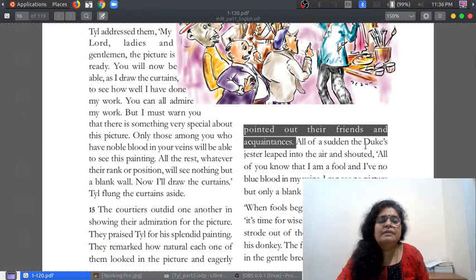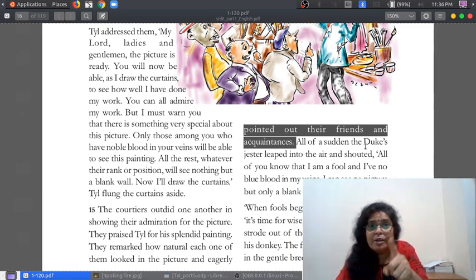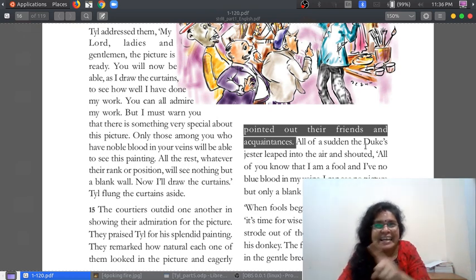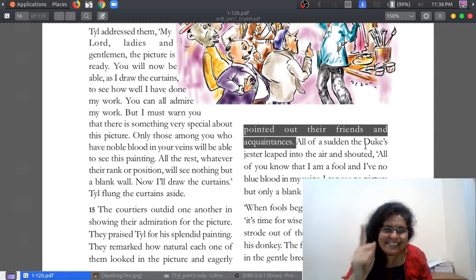Pointed out their friends. Pointed out. Look, there is the Duke. That is the Duchess. That is the chief of the army. This is the companion of the Duchess. They are pointing out in the picture. Get the idea of the till? Yeah.